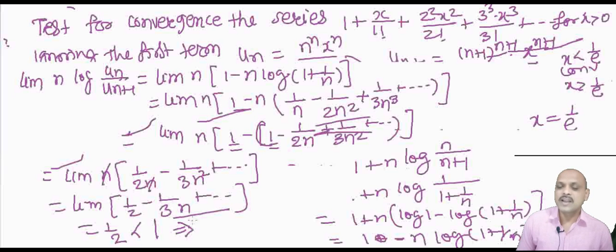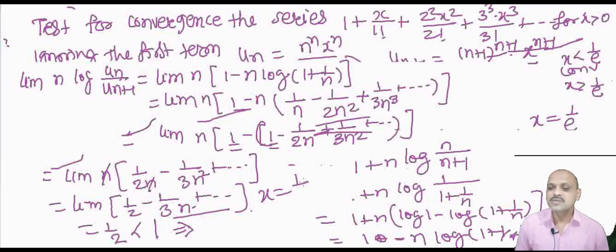Since by the logarithmic test, when the limit L is greater than 1, the series is convergent, otherwise it is a divergent series. So here we get L as the limit 1 by 2, which is less than 1, so the series is divergent for x equal to 1 divided by e, and hence the series converges for x less than 1 divided by e and diverges for x greater than or equal to 1 by e.